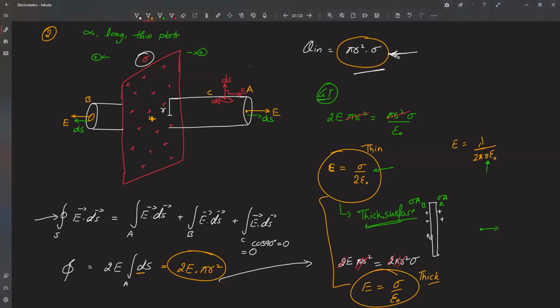Okay, that is about the plane sheet, infinitely long and wide, thin plane sheet, and even the thick version we have seen. And we have seen that it is independent of the distance from the sheet. So that means electric field will remain the same wherever you go, if it is an infinitely long sheet of charge. Okay, so that was about this. In the next video, I'll explain a few more applications.